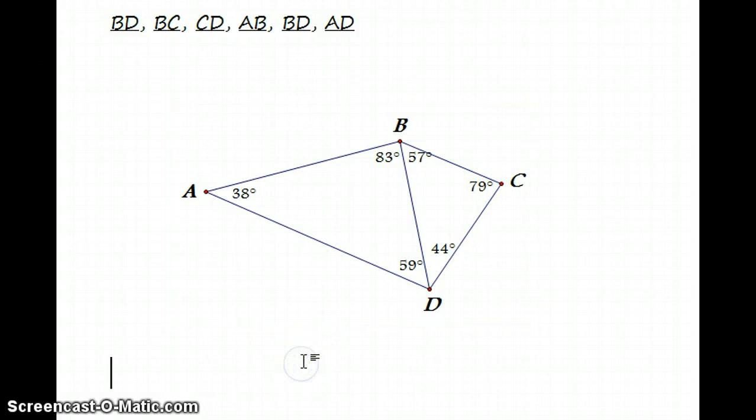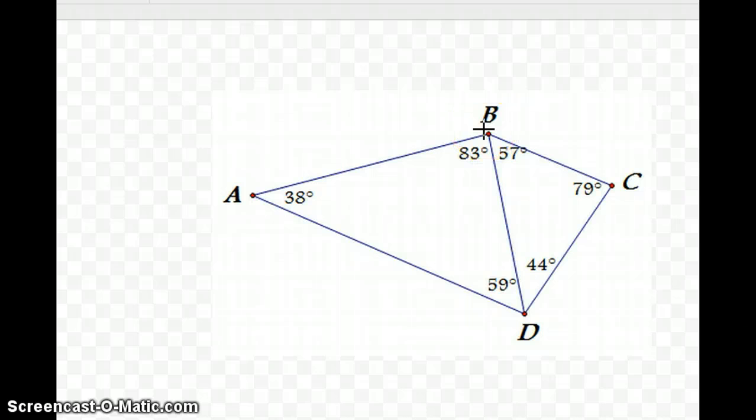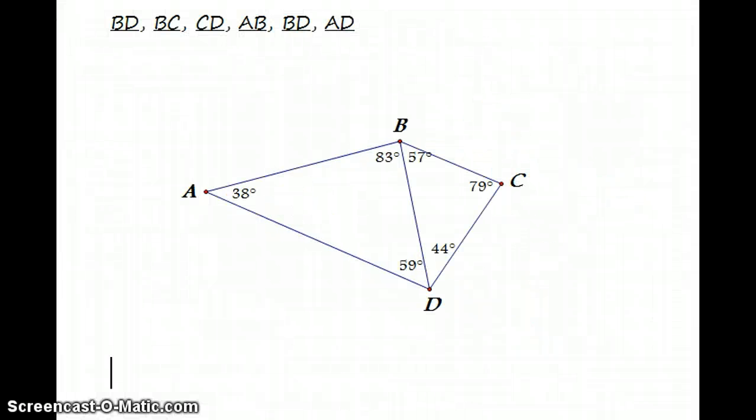So what should we do about it? Is BD the smallest side? Let's look at triangle BCD over here on the right. According to this, it says that BD is our largest side. But if we look at our picture, we said that BD was the very smallest side.